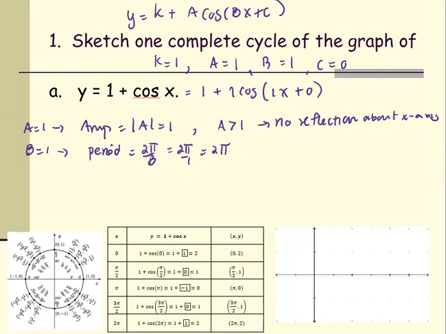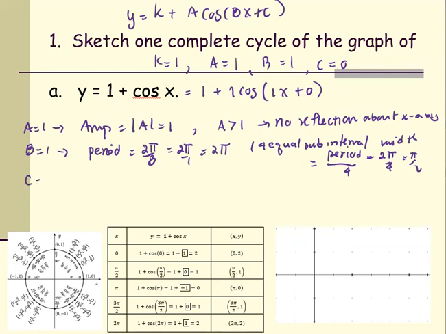For one complete cycle, we're going to break it up into 4 equal subintervals. The subinterval width is the period divided by 4, which is 2 pi divided by 4, or pi over 2. That means we can create 5 key points with the increment pi over 2.